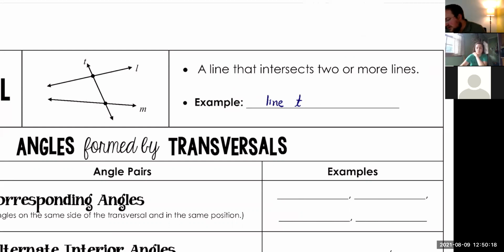Now, technically, if you were to extend these lines out further, you could argue that some of them are transversals for the others, but in this situation, based off of the small little window we're peeking at here, line T is a transversal of lines L and M.